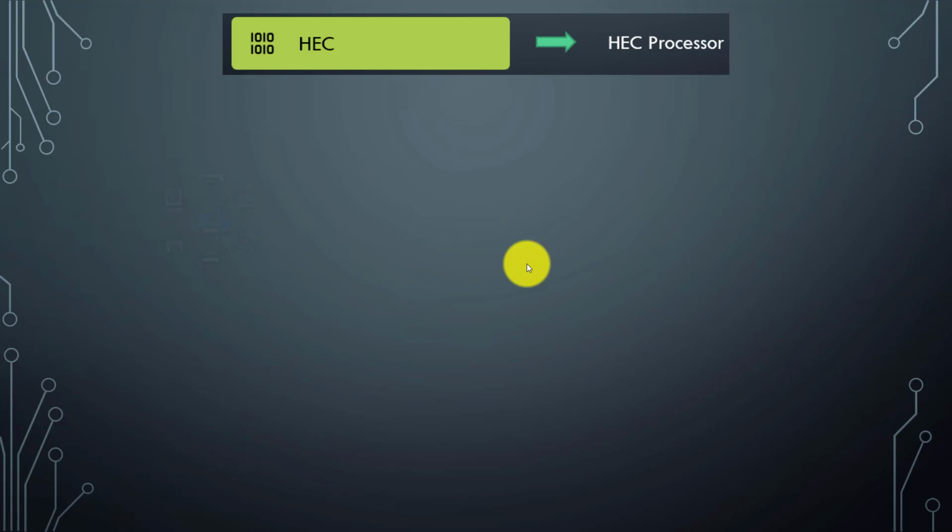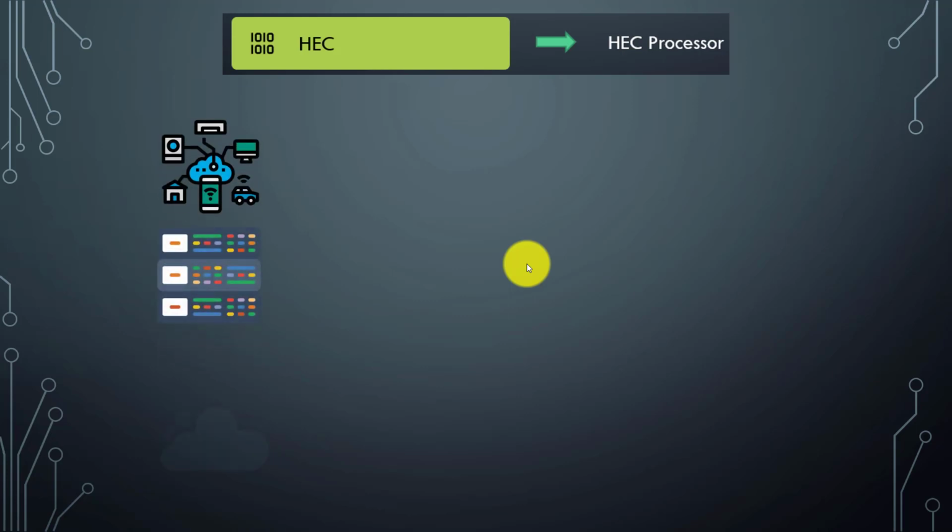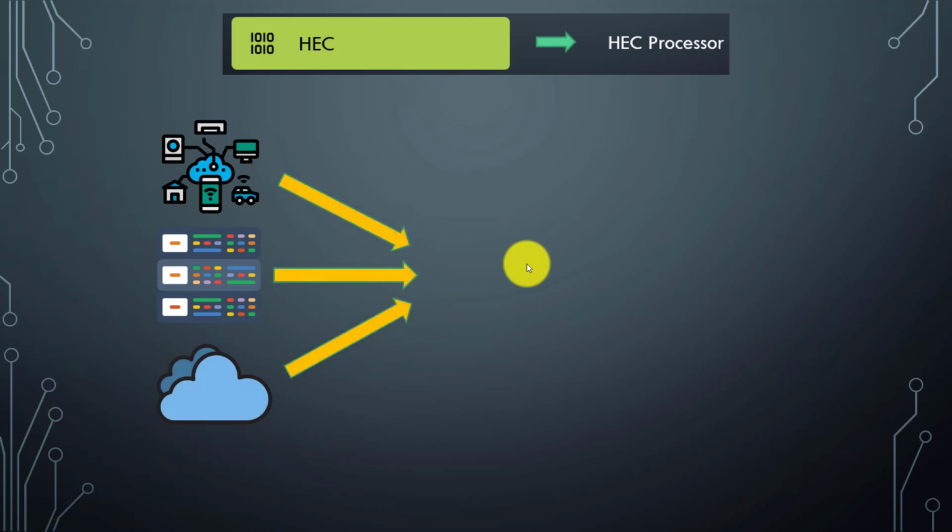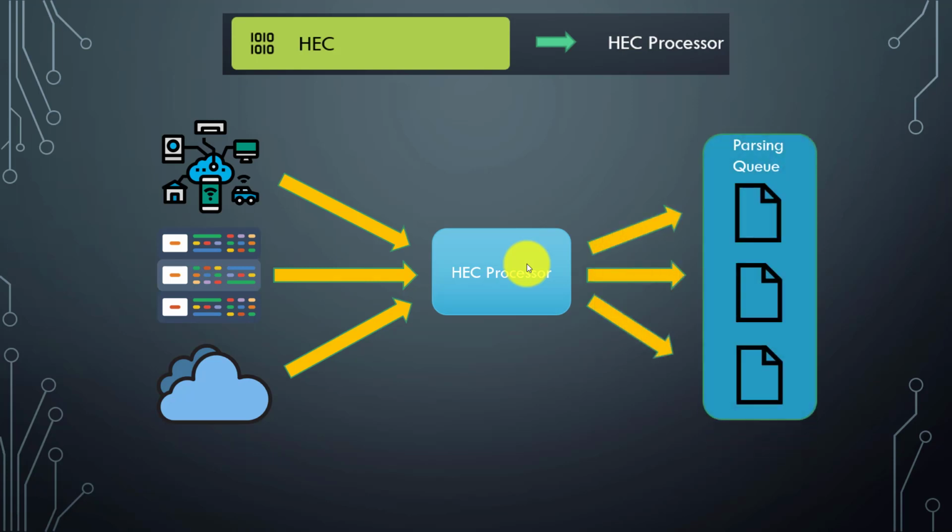Now, we can get logs from any IoT devices or servers or cloud, right? And in Splunk, as we have seen for modular input, scripted input or file monitoring, there will be a processor which will be processing this kind of input, right? So for HTTP event collector, the processor is the HEC processor, okay? And once the processor receives the data, it just sends it to the parsing queues. That's how the HTTP event collector works over here, right?